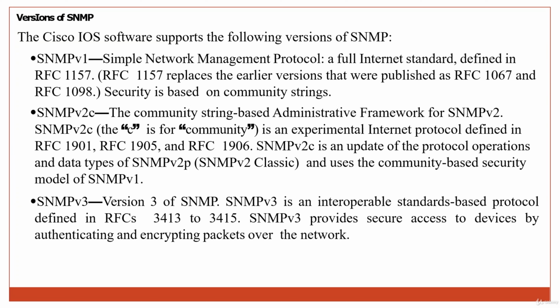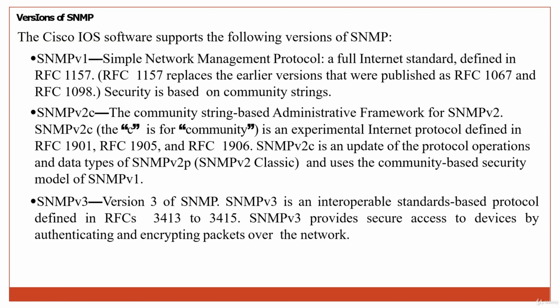SNMP version 1 and 2C are very much community based. So obviously they are doing community based authentication. The method of authentication is the community string. Again, in the lab section, we'll see the community string. We can even put some sort of ACL if we want to filter out the volume or number of requests. That we'll see in the lab section.